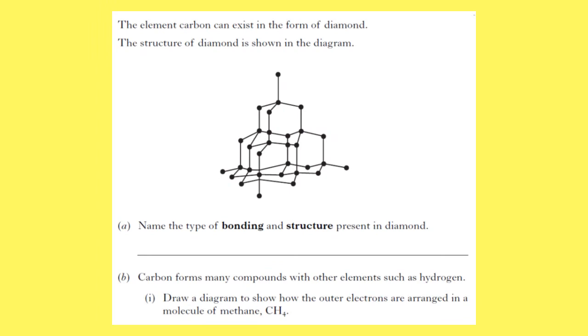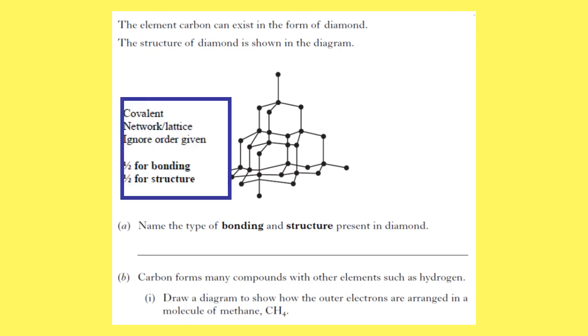So this is another type of question. So firstly, name the type of bonding and the structure present in diamond. And secondly, draw a diagram to show a molecule of methane. So firstly, diamond is a covalent lattice. So to get the mark for that, you needed to say that it was covalent and that it was a lattice or a network.